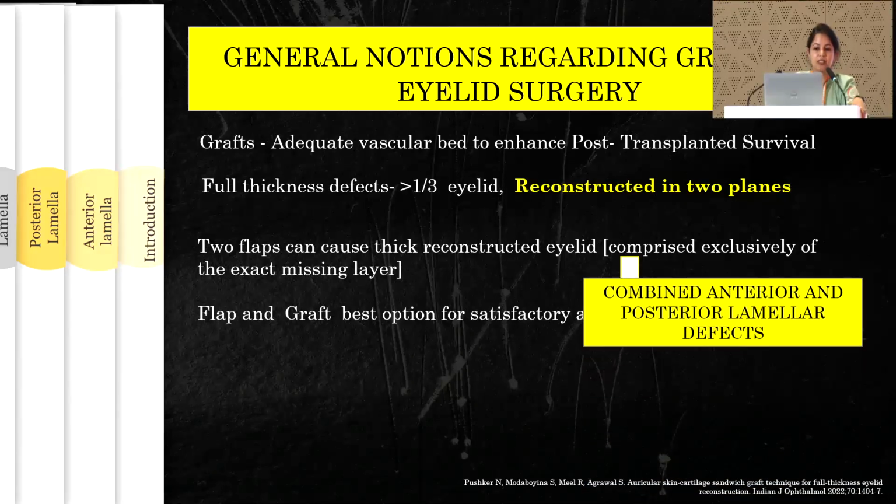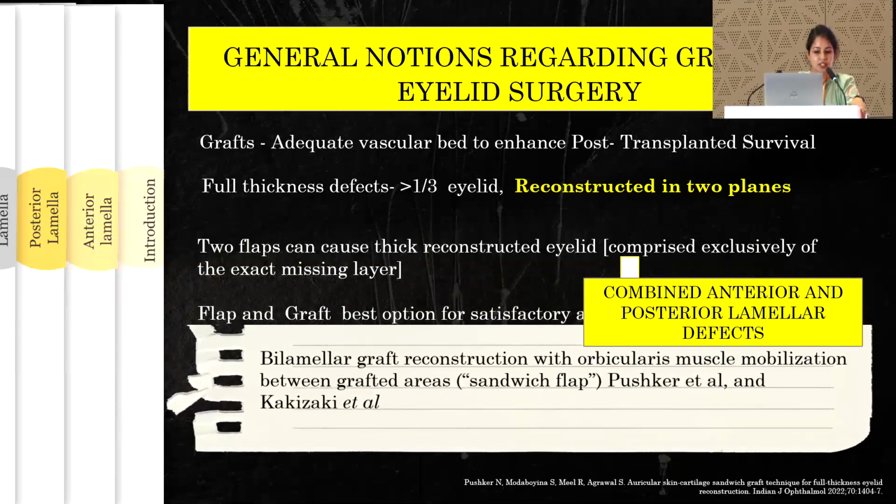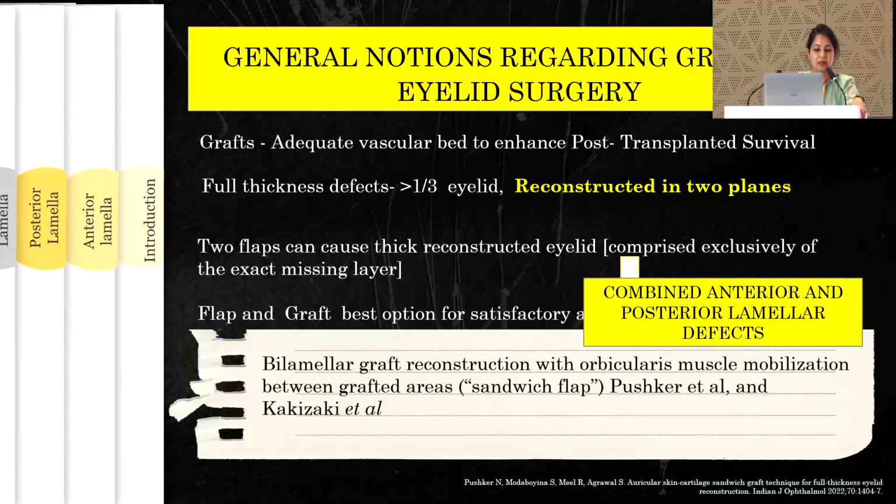But in case of severe lamellar loss with limited adjacent tissue availability, what options do we have? In such cases, a bilamellar graft can be reconstructed with orbicularis oculi mobilization between the grafted area, known as sandwich flap, as described by Professor Neelam Pushkar ma'am earlier and Kakizaki et al.